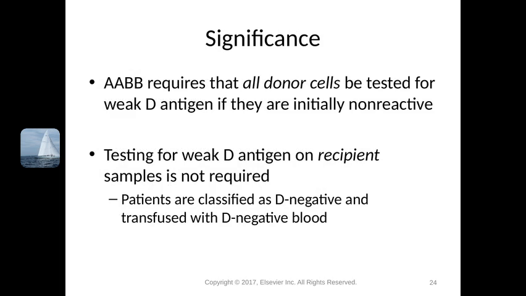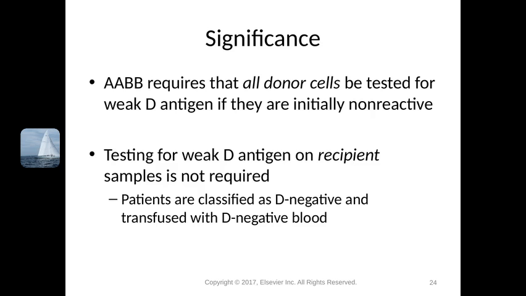So AABB requires that all of our donors be tested for weak D just in case once they're initially non-reactive, and we don't need to do it on a recipient. Patients will be classified as D negative and transfused with D negative blood, so it's not the end of the world.